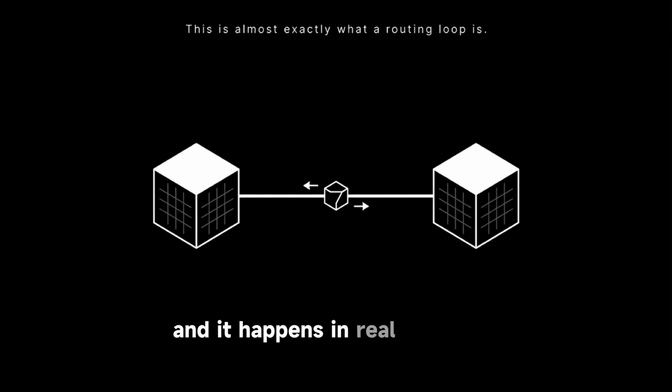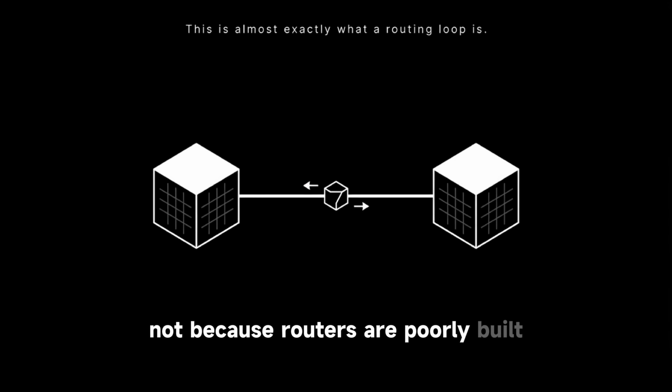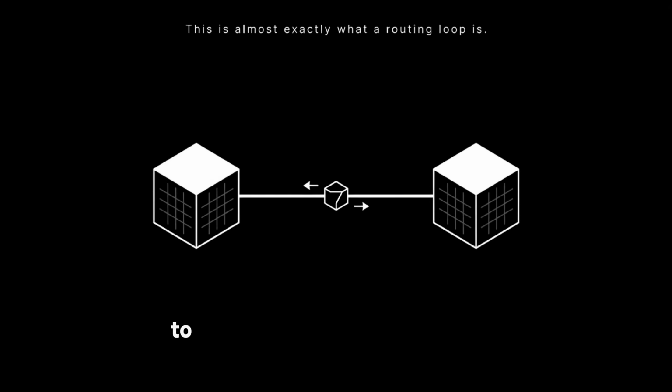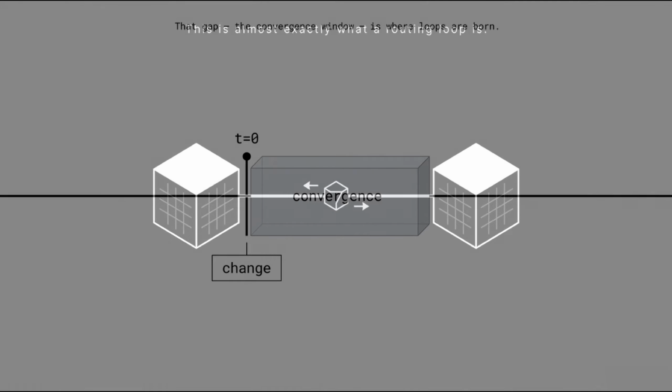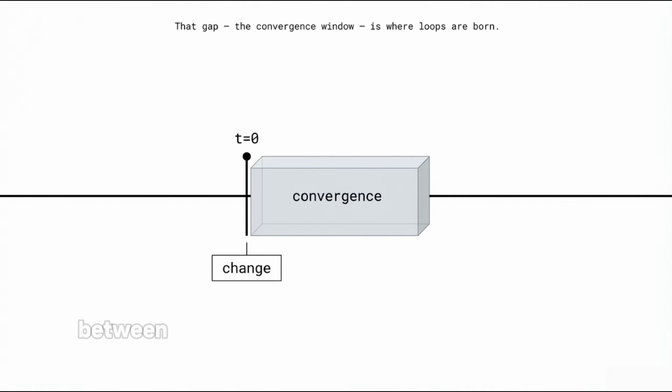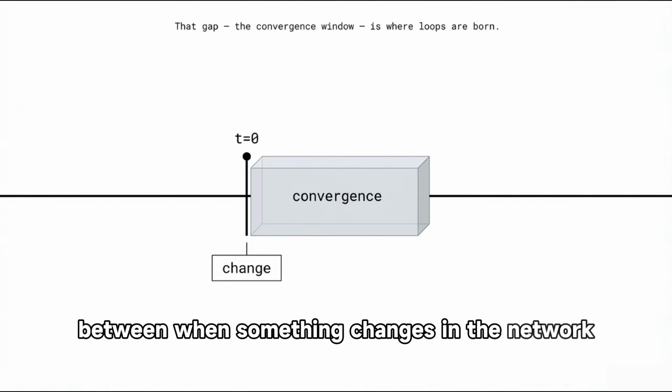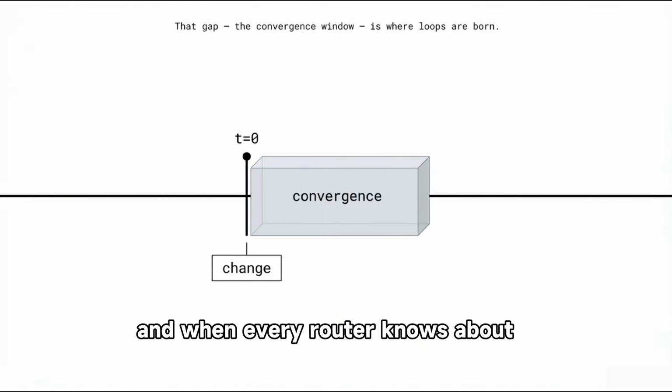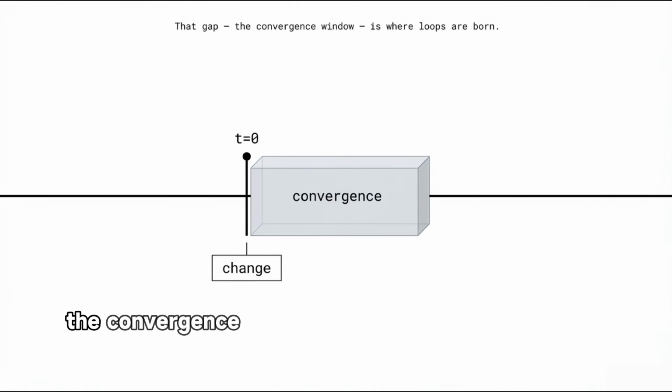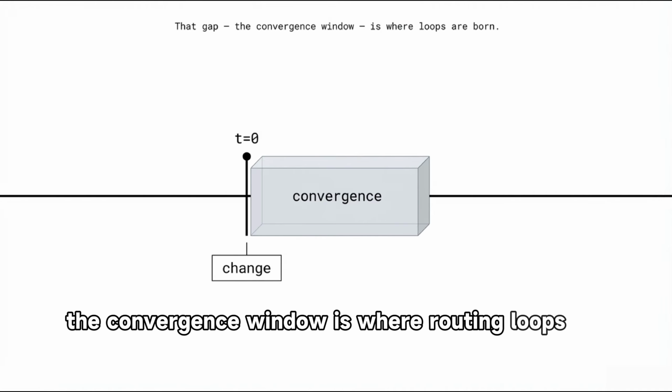And it happens in real networks more often than you'd expect, not because routers are poorly built, but because of something fundamental about how distributed systems handle incomplete information. To understand how a loop forms, first we need to talk about the gap between when something changes in the network and when every router knows about it. That gap, the convergence window, is where routing loops are born.